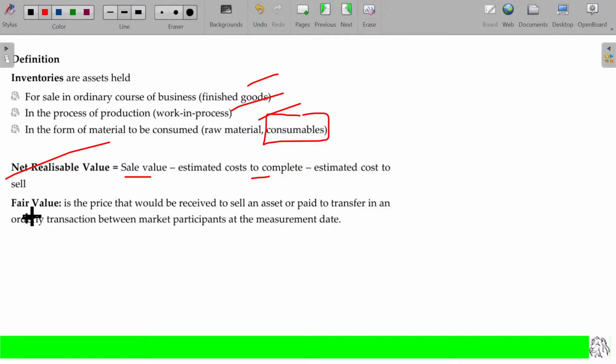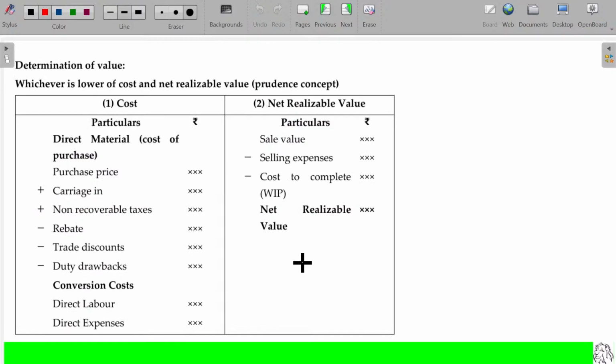Okay, concept already covered. Fair value is the price that would be received to sell an asset or paid to transfer it. So fair value is nothing but a price between a knowledgeable buyer and seller. Between those two persons, any amount payable for any asset is called fair market value. Knowledgeable customers are aware of the price of the product. Okay. Now, what about the NRV?